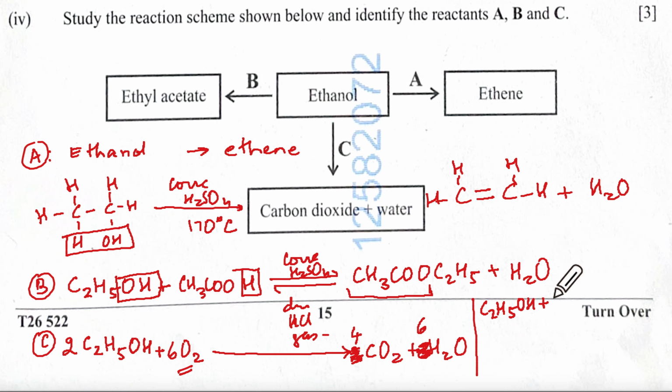C2H5OH plus 3O2 gives 2CO2 plus 3H2O. This is up arrow. Now double check: 2C, 2C. How many H's? 6 here and 6 here. How many O's? 6 and 1, 7. And this is 4 and 3, 7.